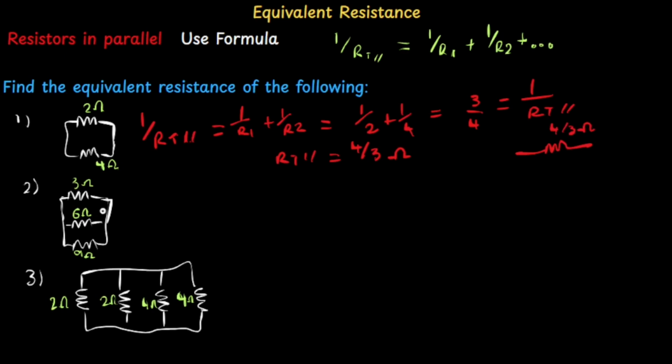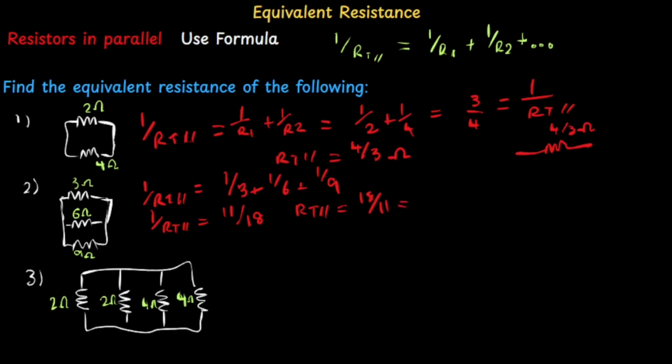In the second example, I have a collection of 3 resistors all connected in parallel. I could then apply my formula and I would get 1 over RT parallel is equal to 1 over 3 plus 1 over 6 plus 1 over 9. I would get 1 over RT parallel is equal to 11 over 18. And again, I'm finding RT parallel and not 1 over RT parallel. So in order for me to do that, I would invert my fraction and I would get RT parallel is equal to 18 over 11, which is in fact equal to 1.63 ohms.